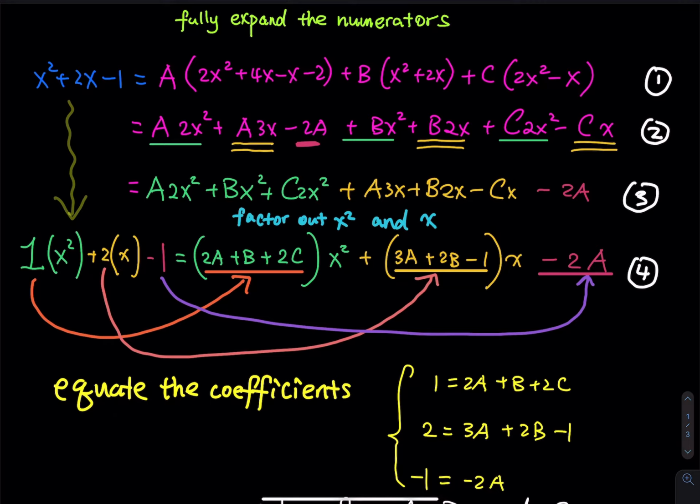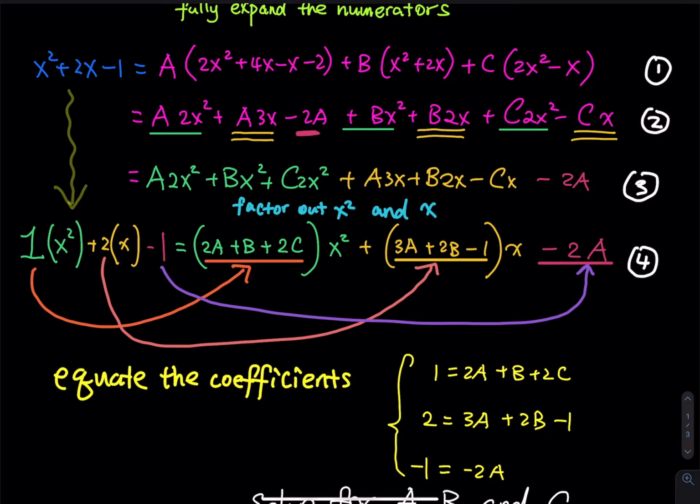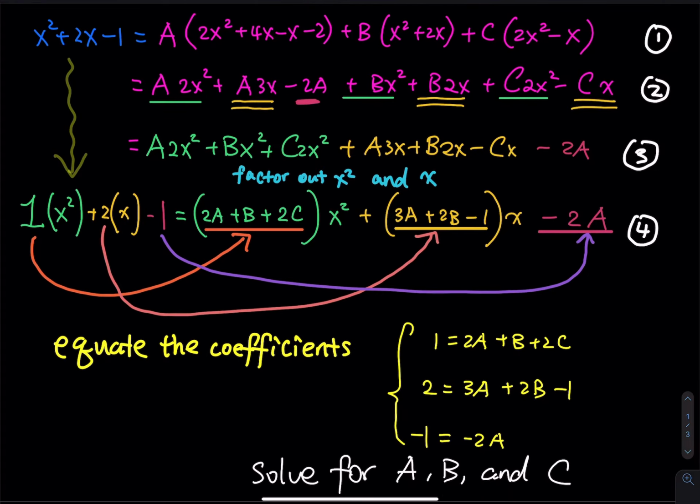So in the second line of the system, we have 2 equals 3a plus 2b minus 1. And then the last thing is you have to set the two constants equal. Negative 1 is equal to negative 2a. And then to complete the equating of the coefficients, you have to solve for a, b, and c.